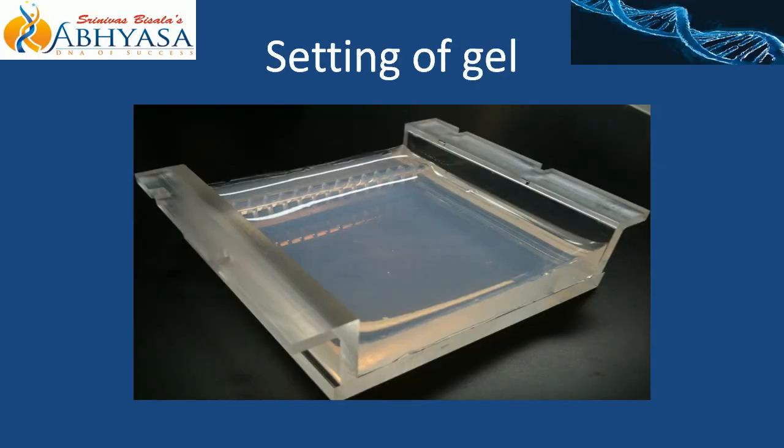See, this is your solidified gel, and you have removed the comb. Now could you see this socket? See, pits have formed here. These are your wells in which you are actually going to pour your DNA sample. So after the gel sets and solidifies, it will look something like this.